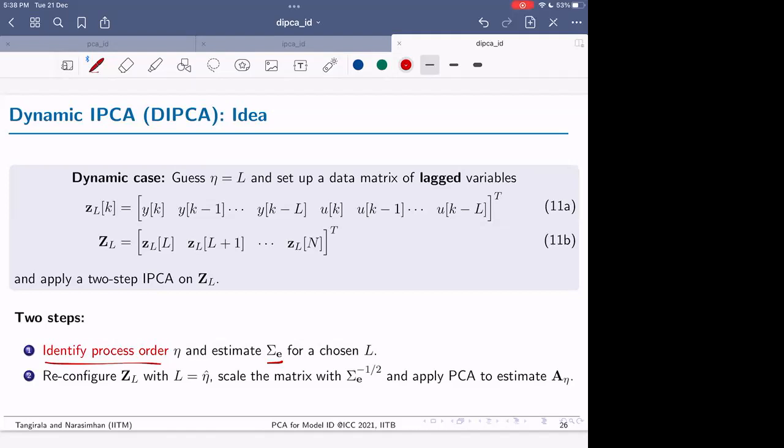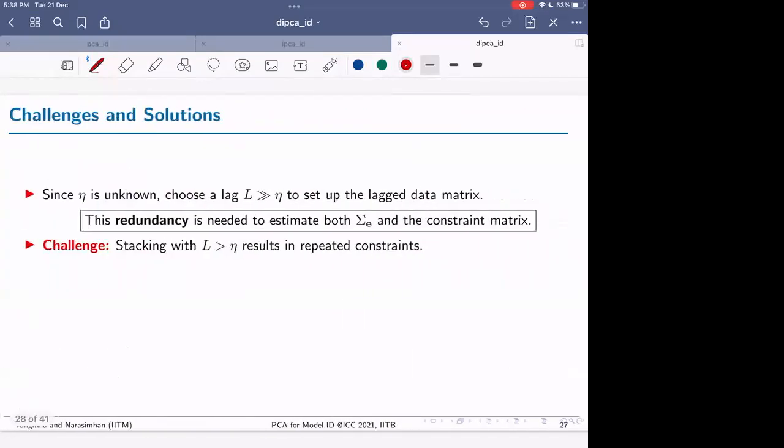So now that you have eta and sigma E from step 1, you reconfigure with L equals eta and then scale the matrix with sigma E to the power minus half and apply PCA. That's one go. You don't have to do any more iteration. The second step is not iterative. Only the first step involves iterative PCA. Since you know sigma E, you will simply scale and apply PCA on the scaled reconfigured data matrix to get your A.